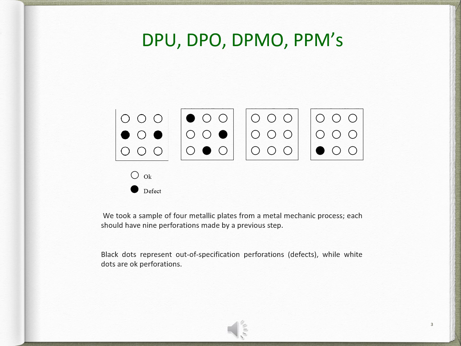Important to note is that each item might have several quality characteristics, such as the length, depth, color, weight, etc. However, for practice's purposes, we will focus on just the 9 perforations made in the plate and evaluated as OK or defect. Black dots represent out-of-specification perforations, defects, while white dots are OK perforations.